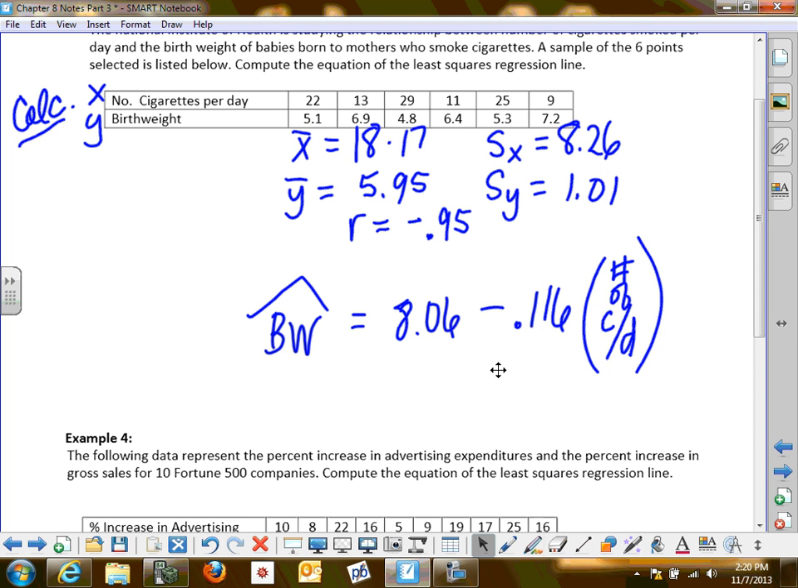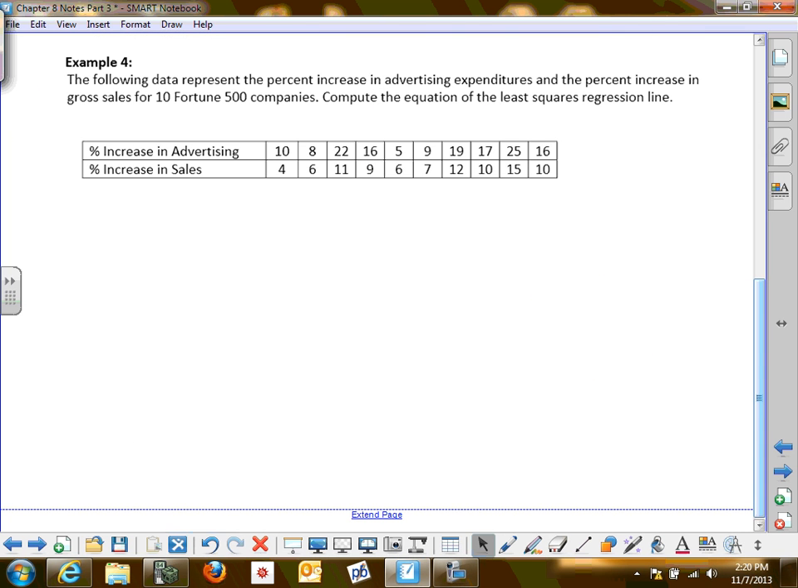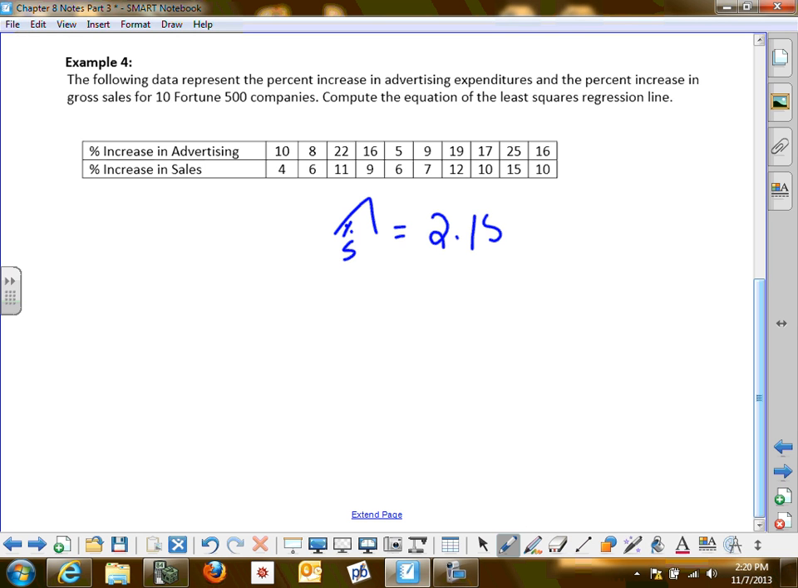Okay, I don't think that we need to do number 4. I'm going to give you the answer so that if you feel that you need extra practice, it would be: the percent increase in sales is 2.15 plus 0.466 times the percent increase in advertisement.